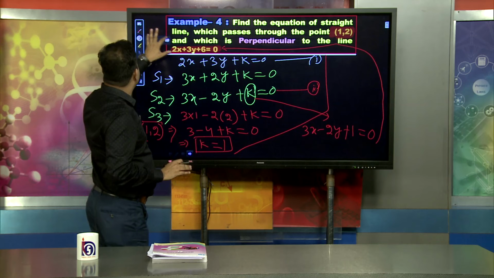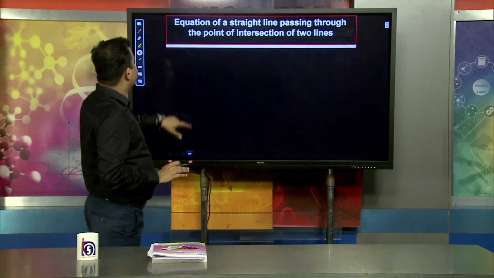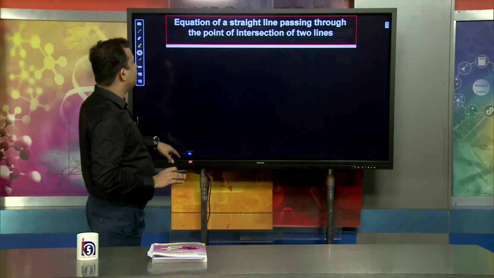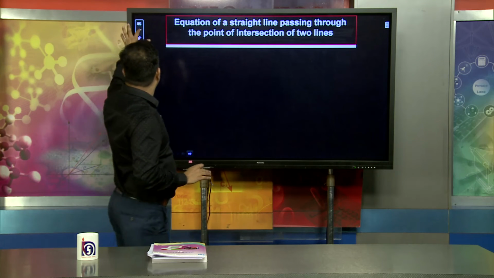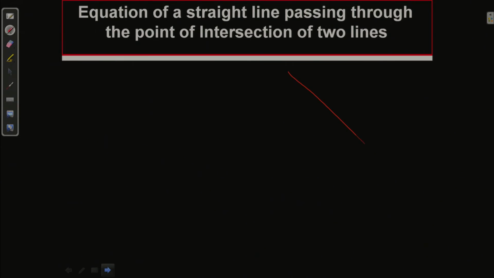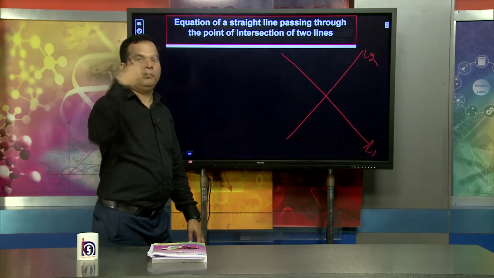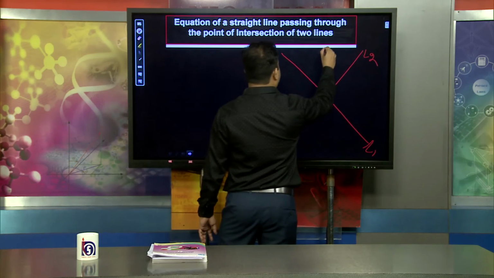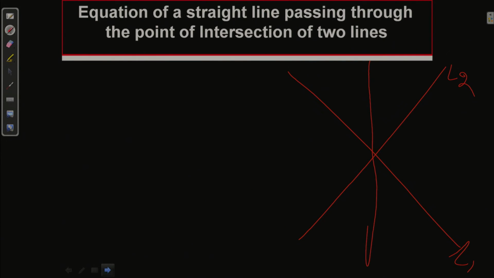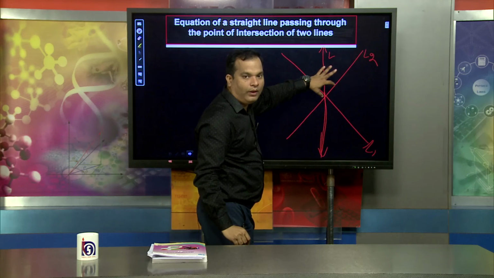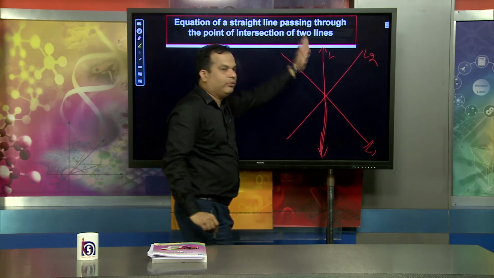And now we have to move to another very important thing, that is the equation of a straight line passing through the point of intersection of two lines. That means, suppose this is one line, this is another line. Suppose this is L1, this is L2. We are going to find the equation of another line, suppose L, which is passing through the intersection of L1 and L2. This is how we have to find it.